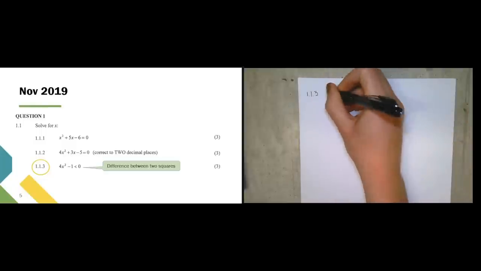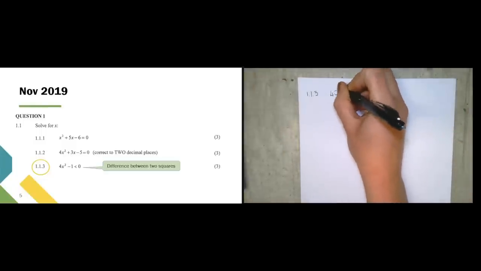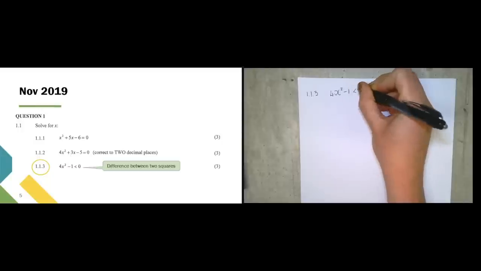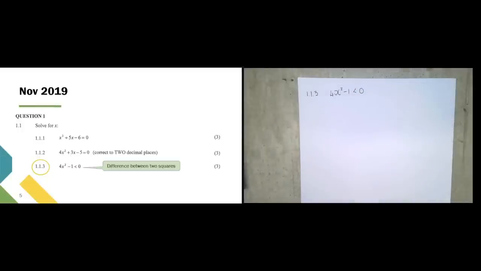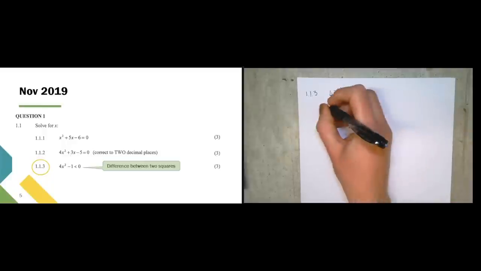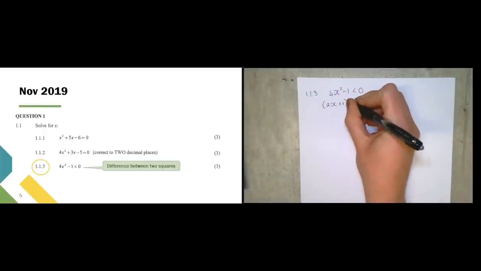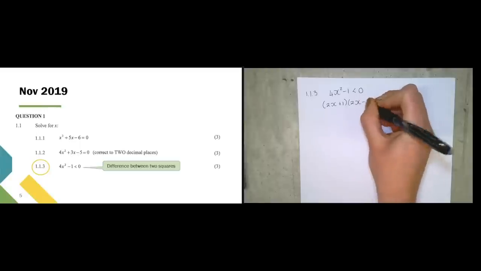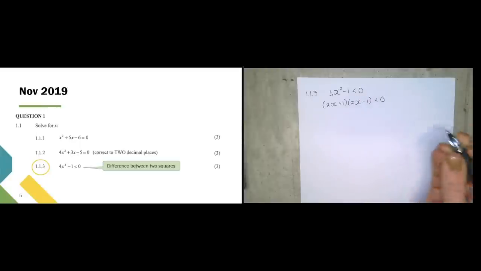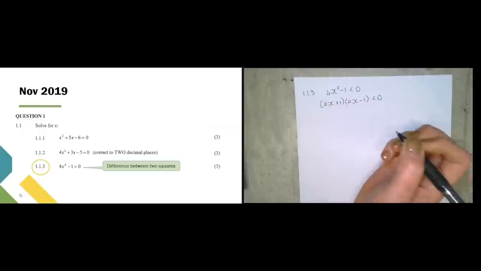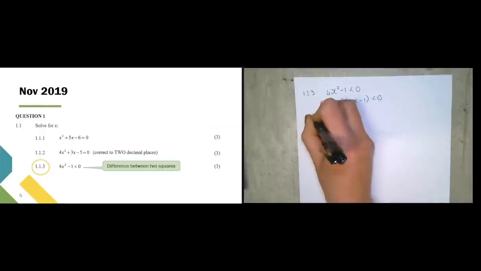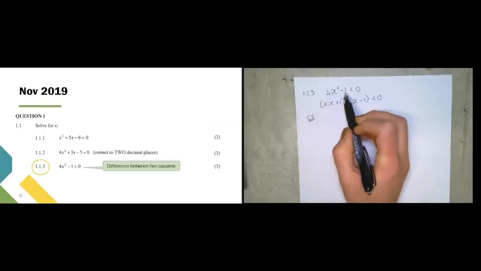It is an inequality. It says 4x squared minus 1 smaller than 0. Yes, it's an inequality. The left side is a difference between two squares. So that will be (2x plus 1)(2x minus 1) smaller than 0. My critical values, remember, not equal, critical values, because if I represent this visually, it's a parabola.